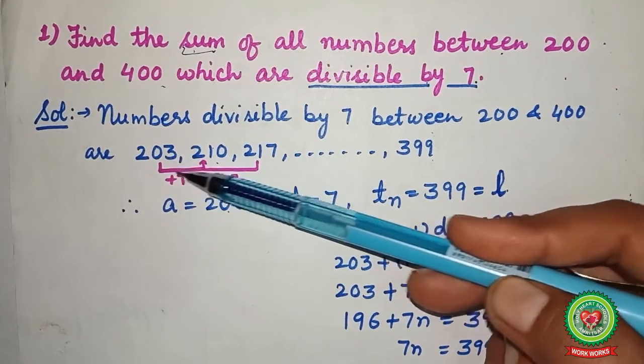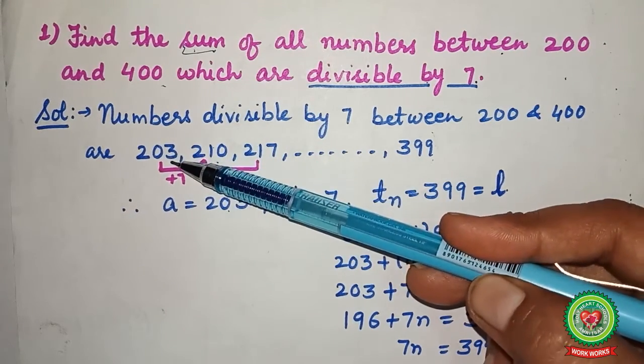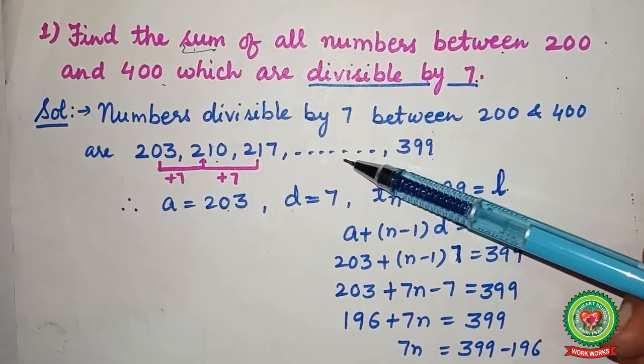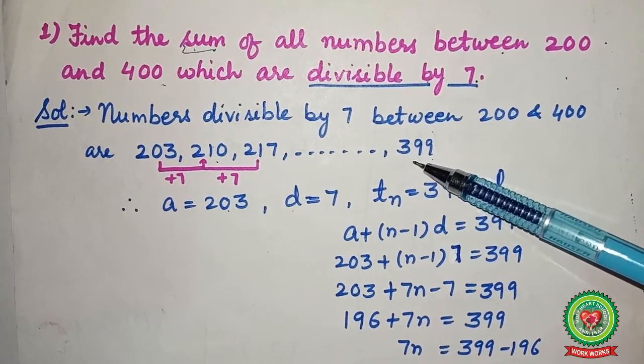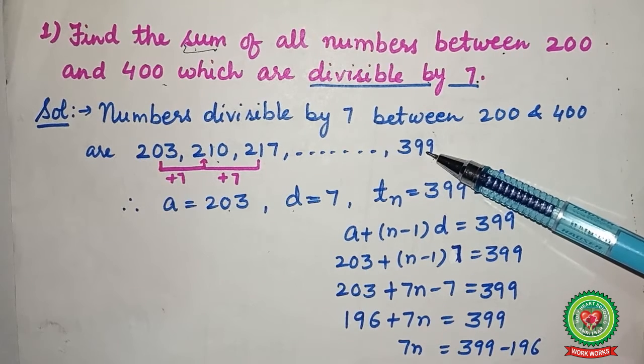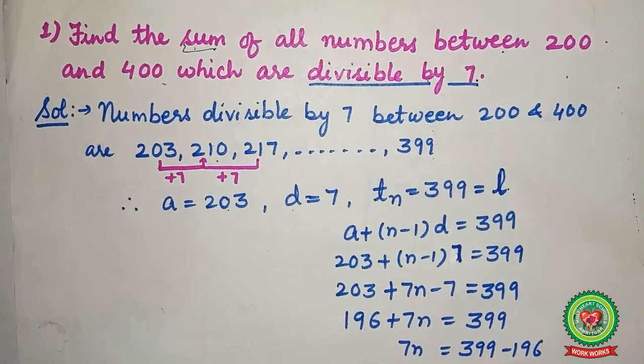The other numbers we can find by easily adding 7 to them. So it will become 203, 210, 217 and so on. Similarly, we check from the end also. Check for 399. Is it divisible by 7 or not? It is divisible by 7. So we are getting a series here.